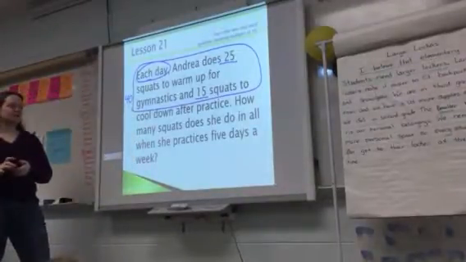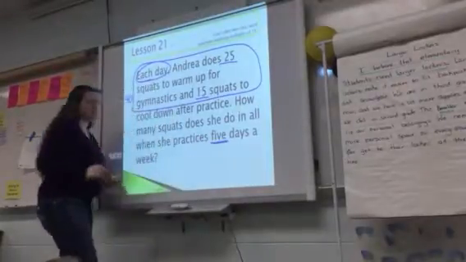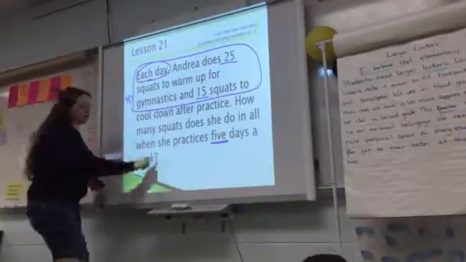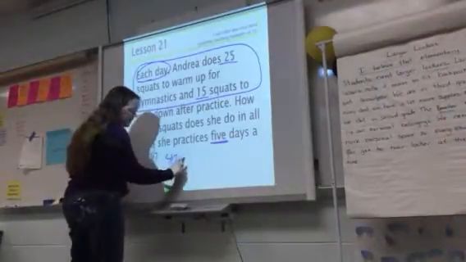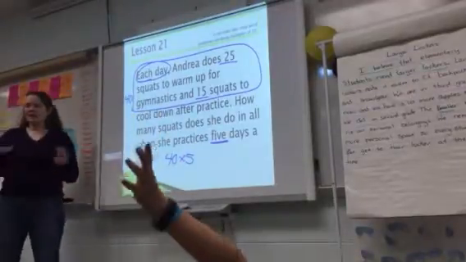Now, how many squats does she do in all when she practices 5 days a week? So 40 times 5. What the next step would be is 40 times 5. Who would like to practice breaking this apart into that 10 fact?